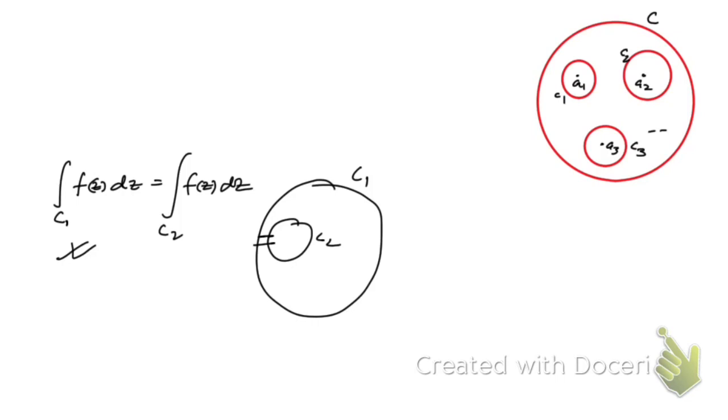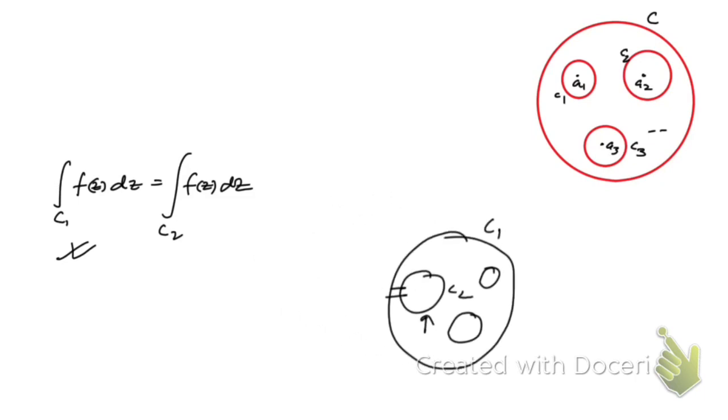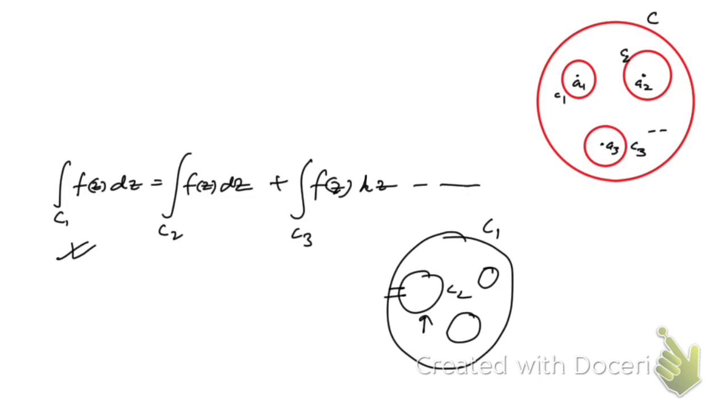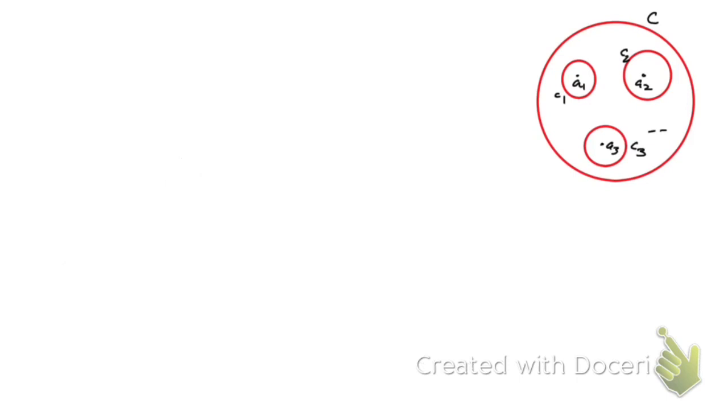Suppose instead of one small circle, we have many small circles c1, c2, c3, and so on, then we have to take the sum here, plus the integral over c3 of f of z dz, and so on. So if we apply that theorem, then what can we write? First let me write what I have considered here.